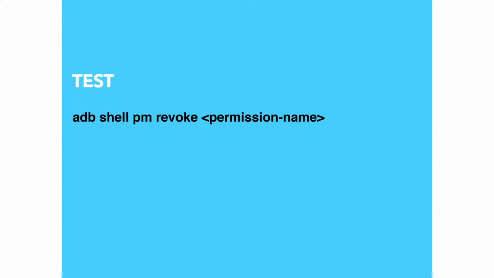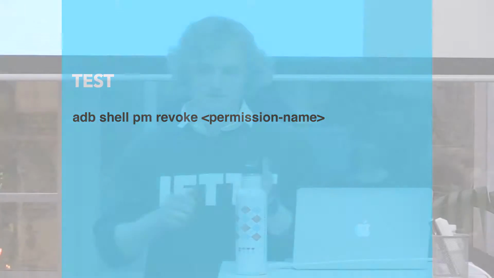So testing, yeah, super handy. In case you're not familiar with ADB, you can just shell into your device, and then with the package manager command, you can revoke permissions. You can also grant them, but revoking is super handy when you don't want to have to constantly go back into the settings app manually on your phone and deny them. You can just do it right from ADB.